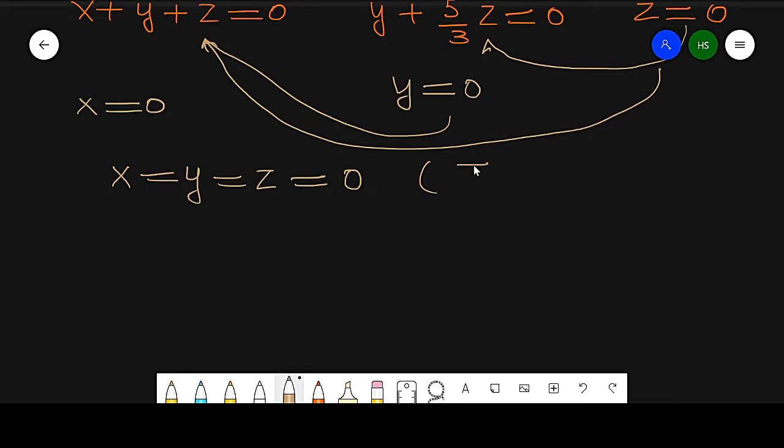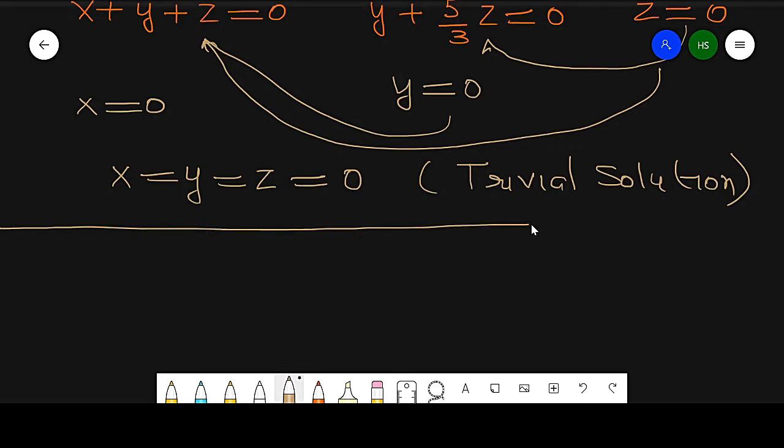So this is a trivial solution of the given system of equations, which proves our result. So in this way we can find the solution of the given system of equations.